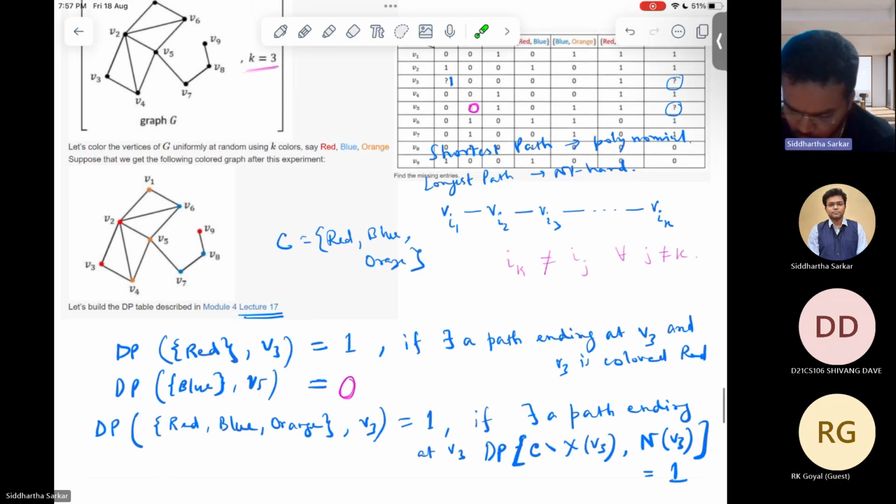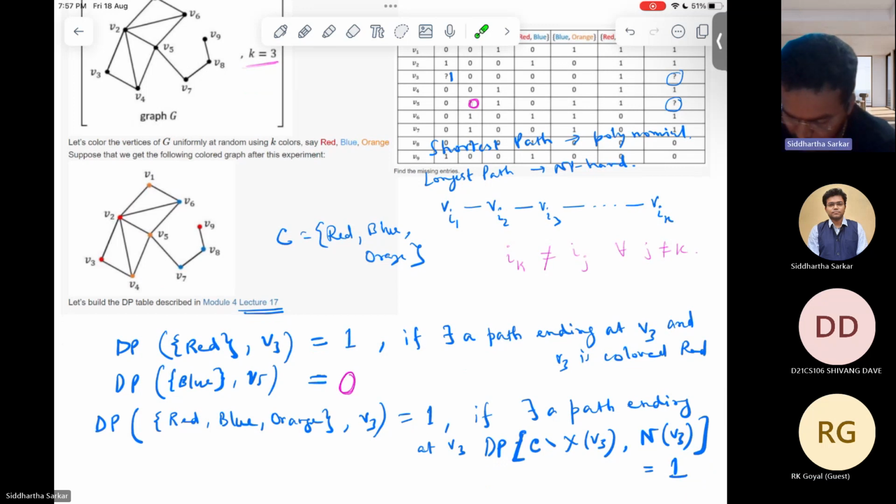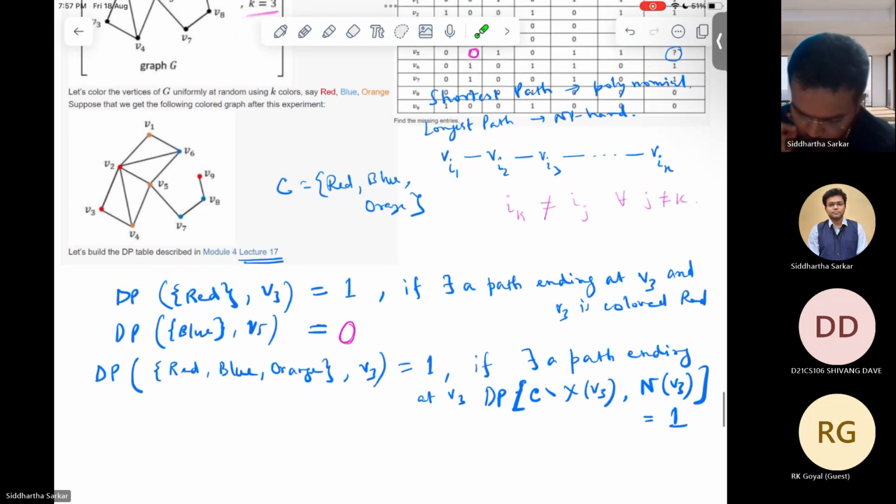So basically, this is asking the question, does there exist a path ending at V3, so the one condition is the path has to end at V3, and the other condition is another path has to exist that ends at one of the neighbors of V3, and that path won't use the color assigned to V3. So then what is the use of the remaining two colors here, blue and orange? They are not appearing anywhere in this interpretation.